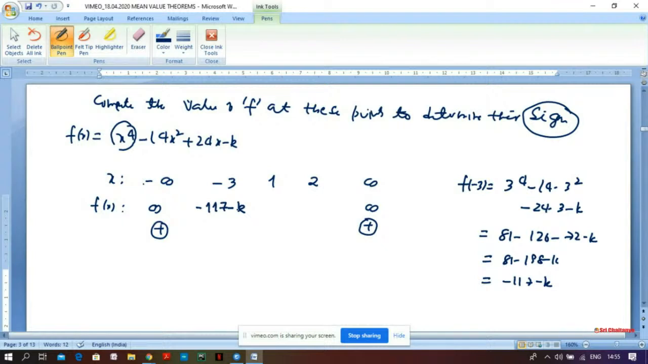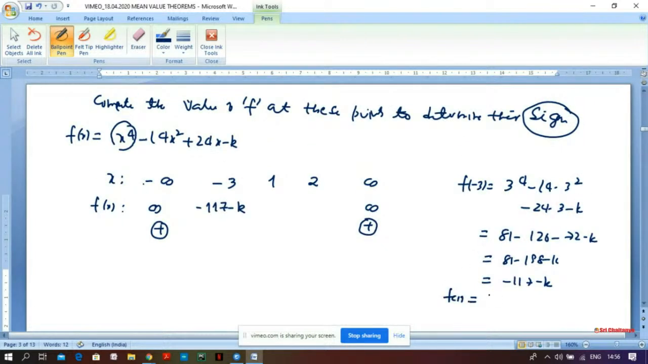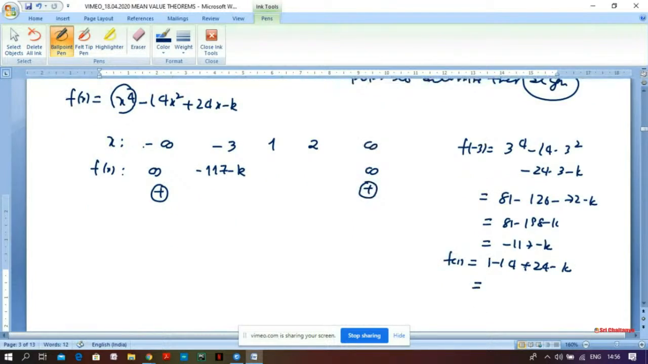I need this value, f of 1. F of 1 is simple, no computation. F of 1 is 1 minus 14 plus 24 minus k. And that gives you 1 plus 10 minus k. So that's 11 minus k. So this is 11 minus k, that is f of 1.